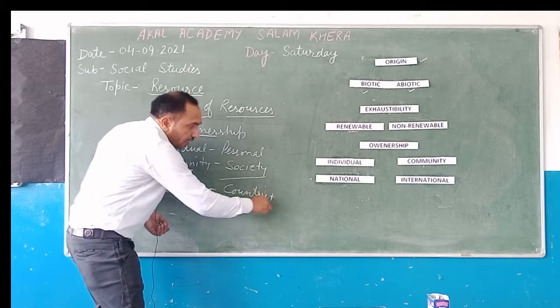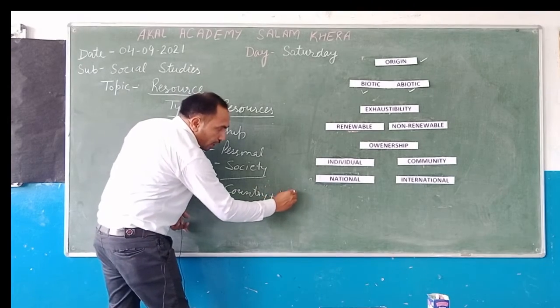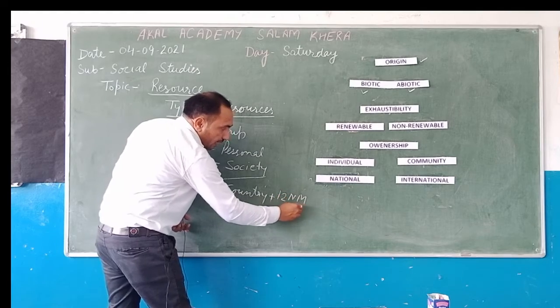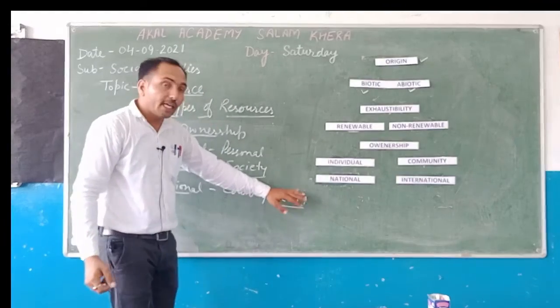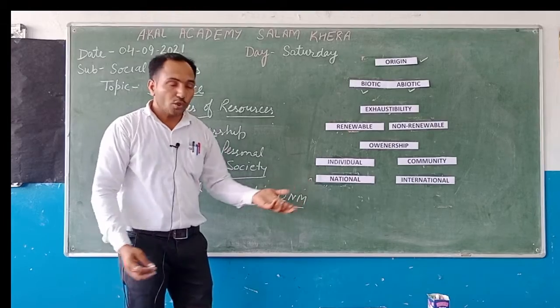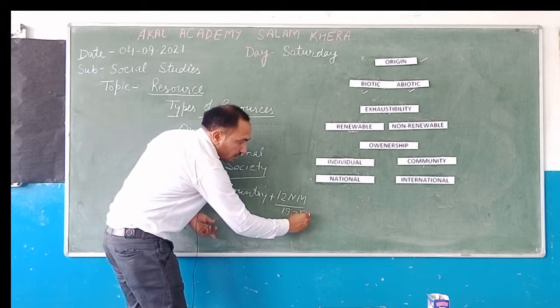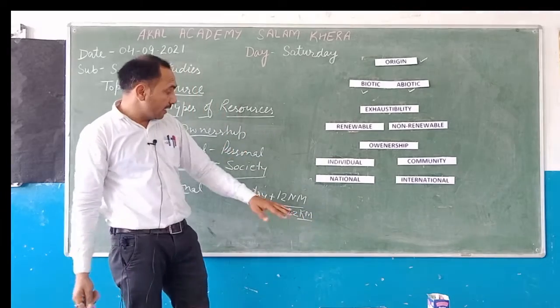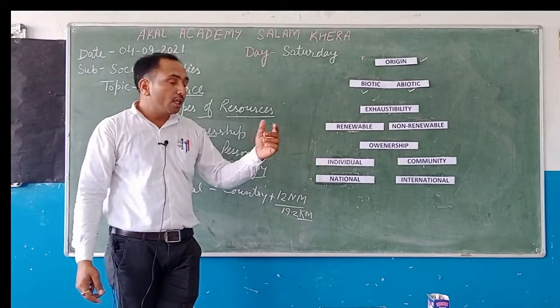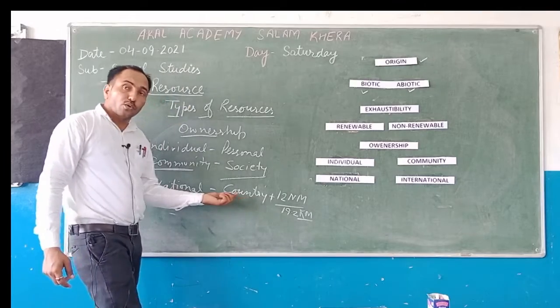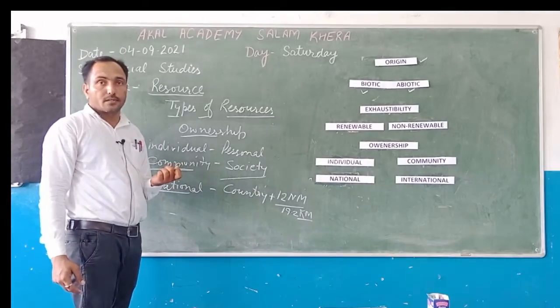But the country's boundary plus a 12 nautical mile area, which is the area in the sea. 12 nautical miles is equal to 19.2 kilometers. In the sea, in this area, if resources are found, those are also the country's resources. Those are also counted under the national resources.